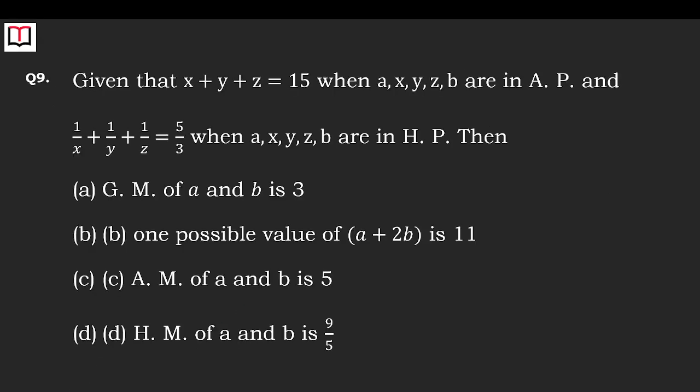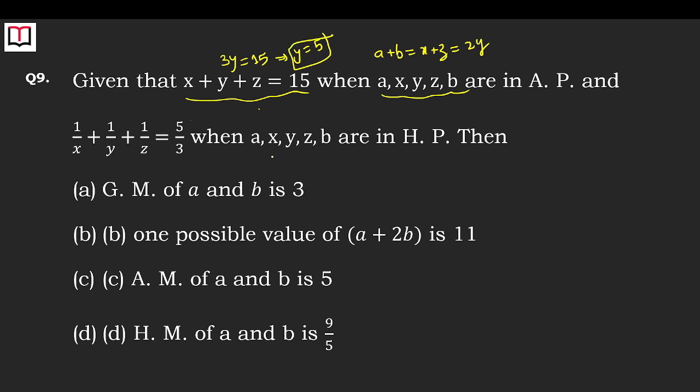Now moving to the ninth question here. The question is, given that x plus y plus z is 15 and a, x, y, z, b are in AP. So we know that the sum of first and last term is equal to the sum of second and second last term, which is equal to twice the middle term. So x plus z is nothing but 2y. So 3y is 15. So y is 5.